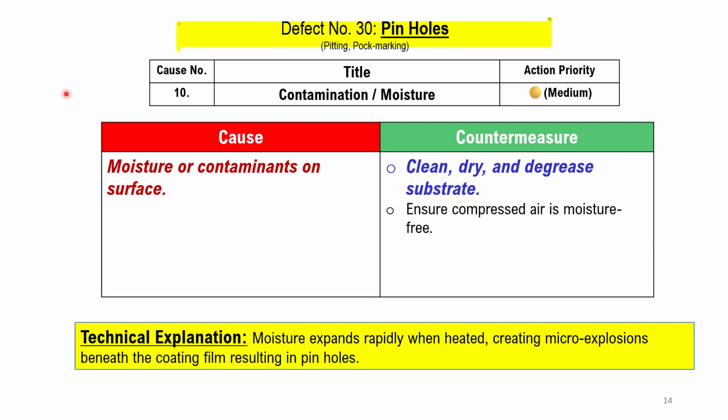The 10th possible cause is contamination or moisture. Moisture or contamination on the surface. Moisture expands rapidly when heated, creating micro explosions beneath the coating film, resulting in pinholes. The recommended countermeasure is to clean, dry, and degrease the substrate. Ensure compressed air is moisture free.